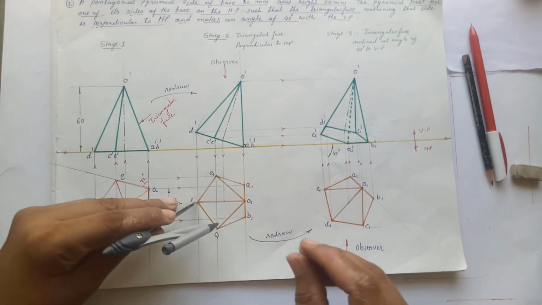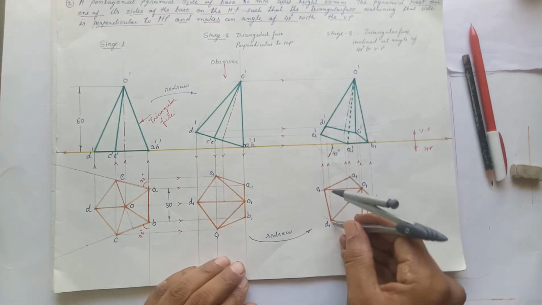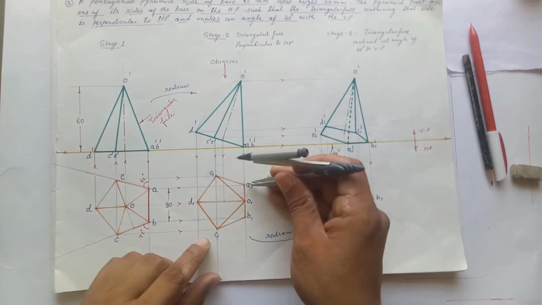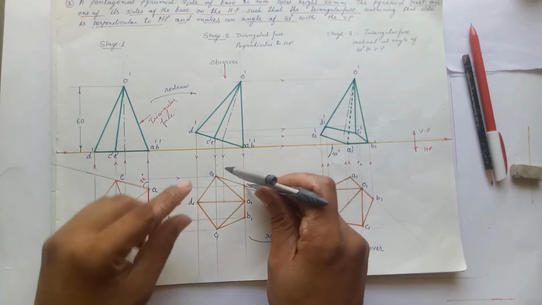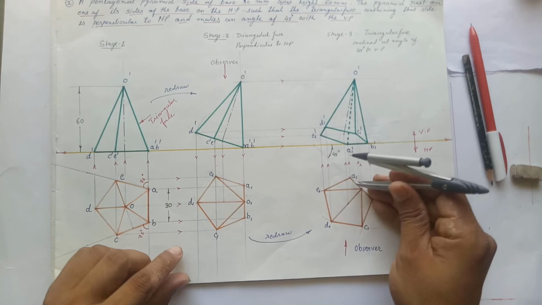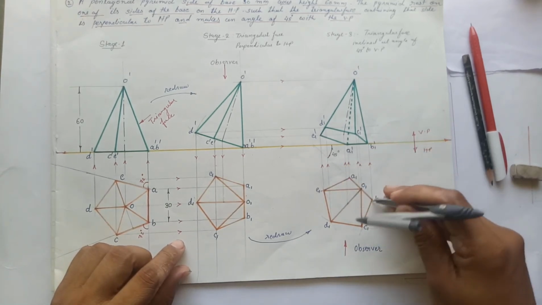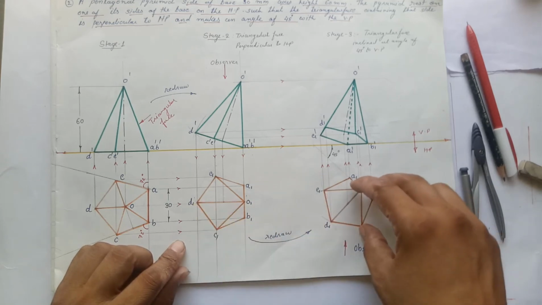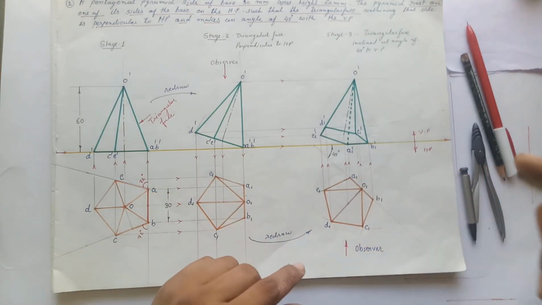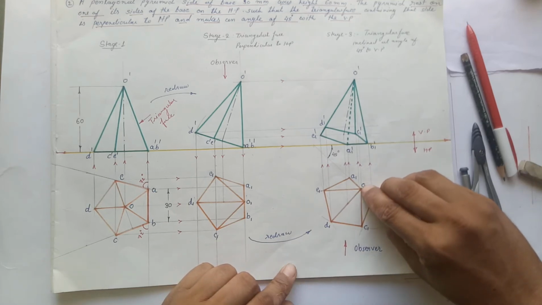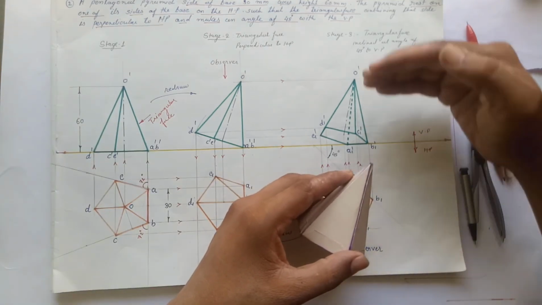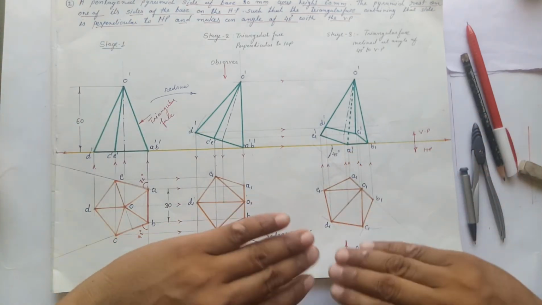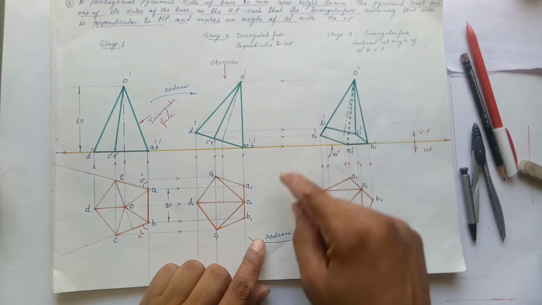D1 E1 will remain same. D1 C1 will remain same. D1 E1 arc, D1 C1 arc. After taking the arc from D1 E1, now measure A1 to E1, B1 to C1, and copy this figure over here. After marking these points, copy this figure over here. Now we can also say that in this figure also, this is the apex point. Apex point is nearer to VP, base is nearer to the observer, and if base is nearer to the observer, in the elevation base is going to be visible.